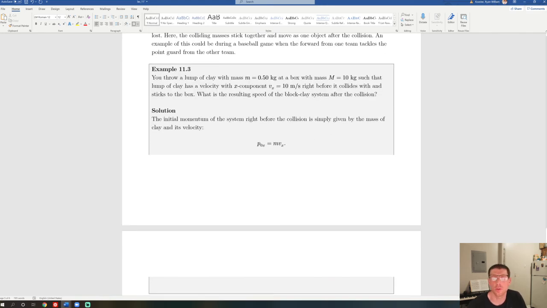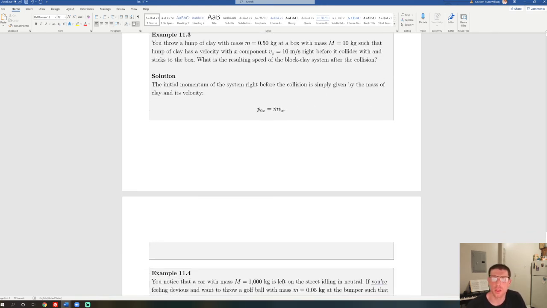And then, thinking back to the sketch that we drew, we want to think about the final momentum of the system. And you might be like, well, you said the system, but we only wrote something down for the clay. But if we were to write something down for the box, it would just be this, right? And so this is just little m, little v sub x, right?